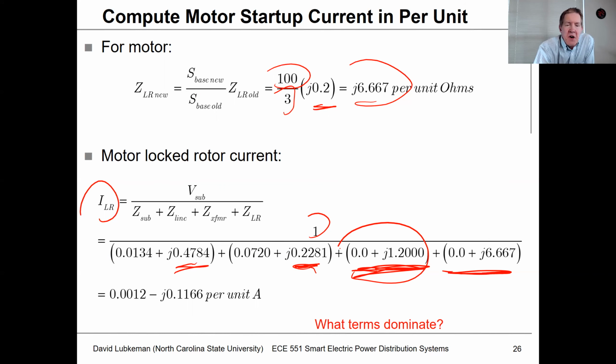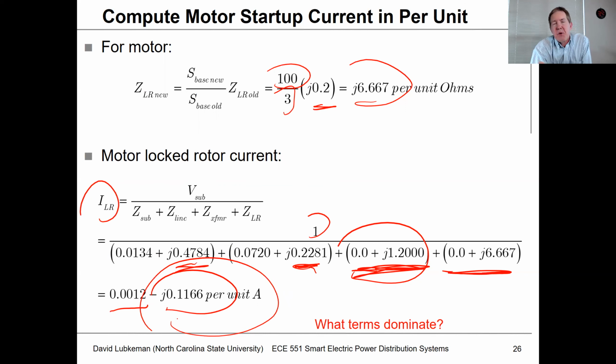And so this gives me a value for locked rotor current that has a reactive magnitude of about 0.116 per unit amps. And I've got a little bit of a resistive part in here, but you can see for the most part, this is a reactive current draw.